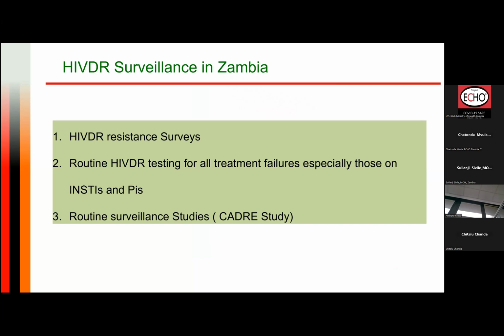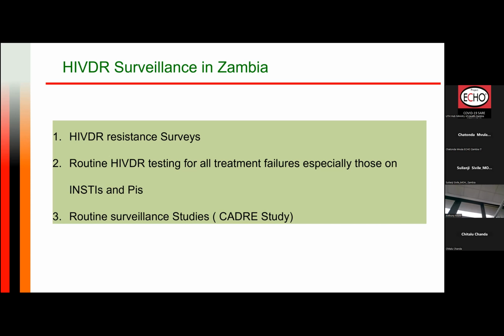Everybody who has a high viral load after EAC should have that testing for surveillance reasons and also for treatment reasons. Then we have these routine surveillance studies, a study that has interest in people in several sites. Like right now, we are running what is called the CADRE study, I think being spearheaded by UTH. And it's in all provinces.